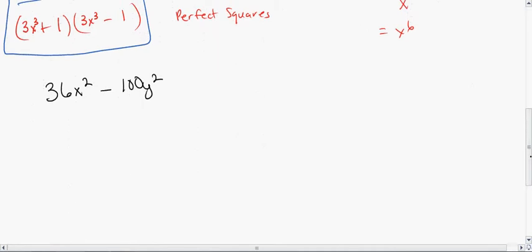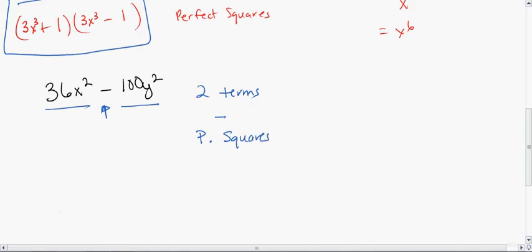All right, once again, I go down my little checklist. Do I have 2 terms? Yes, I do. I've got a 36x squared. I've got a 100y squared. Am I subtracting? Absolutely. There it is. I'm subtracting. 2 terms subtracting. Now, the only other thing I need is that they both have to be perfect squares.